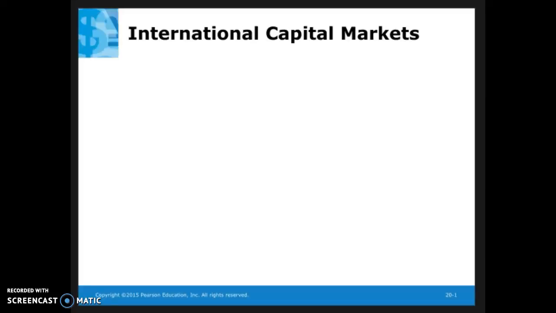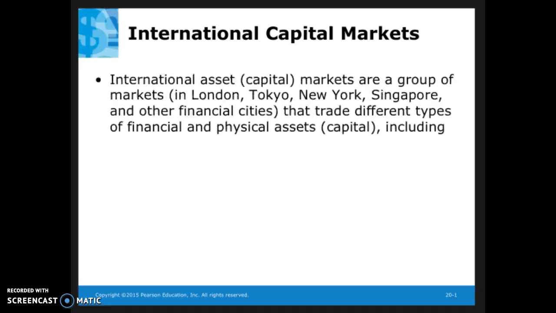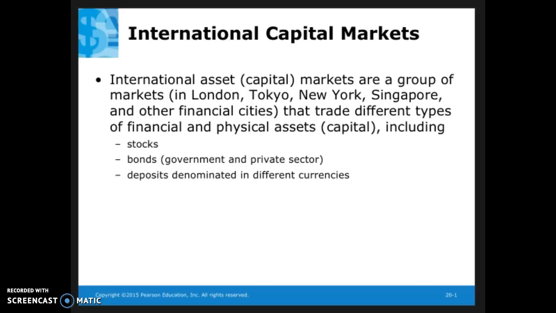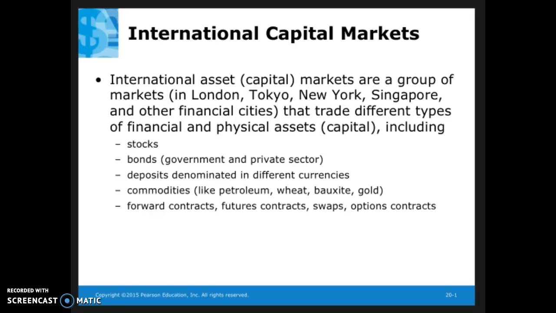Okay, class, today we're going to be talking about international capital markets. So, capital markets are a group of markets that trade different types of financial and physical assets. These include stocks, bonds, deposits, commodities, forwards, futures, swaps, and options, real estate and land, and factories and equipment.